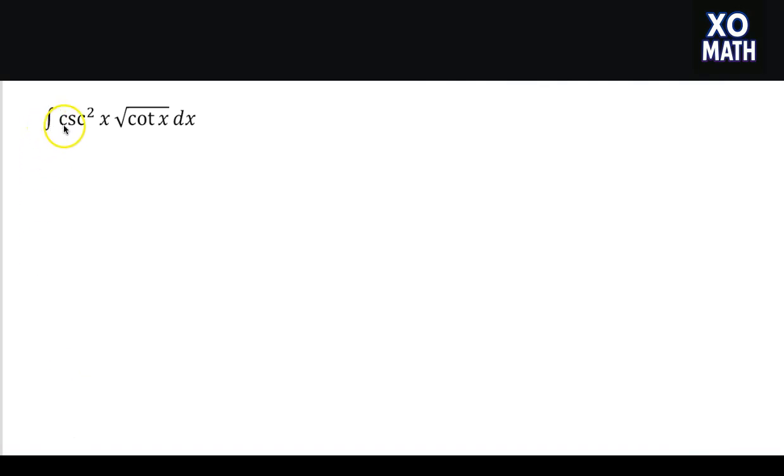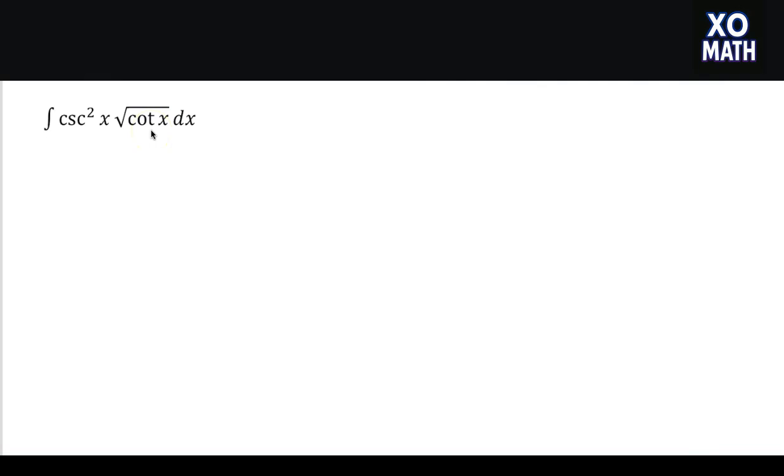Here we have the integral of cosecant squared x times the square root of cotangent x dx. So we have a product and a composition. We cannot integrate each piece separately, so we are going to try U-substitution. Our U in this case is going to be cotangent x.